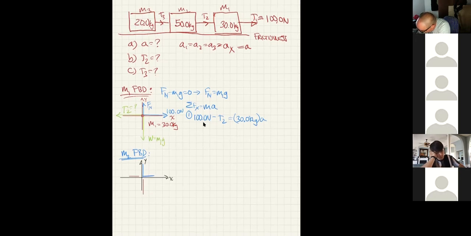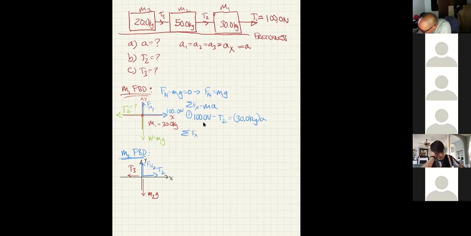And now I'm going to say this is M2g. This is in fact T3. And this is in fact T2. And this is Fn2. That one should have technically been Fn1. Okay. So the summation of forces in the x direction equals mass times acceleration, and for this case that gives me T2 minus T3 is equal to 50.0 kilograms times A. I'm going to call that equation 2.